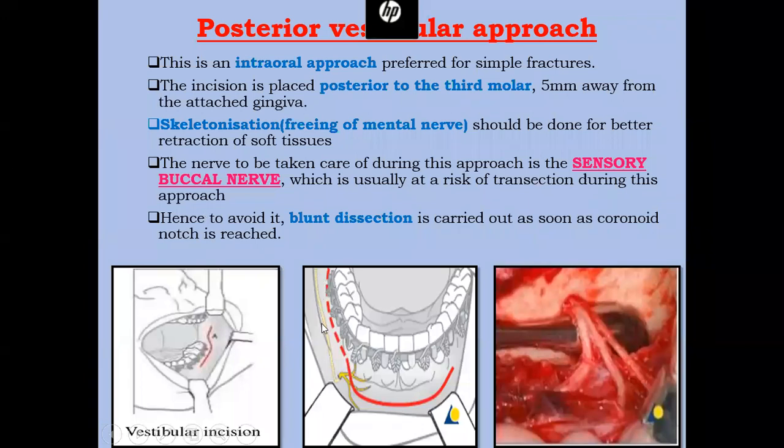As we can see, the buccal nerve runs very closely, and it supplies the muscles of the cheeks and the second and third molar region. So we really don't want this nerve to get transected. How can we avoid this? To avoid it, a blunt dissection is carried out as soon as the lower coronoid notch is reached. So this is the type of incision. This is the incision, this is the buccal nerve, this is the incision line going, and this is the skeletonization of the mental nerve.